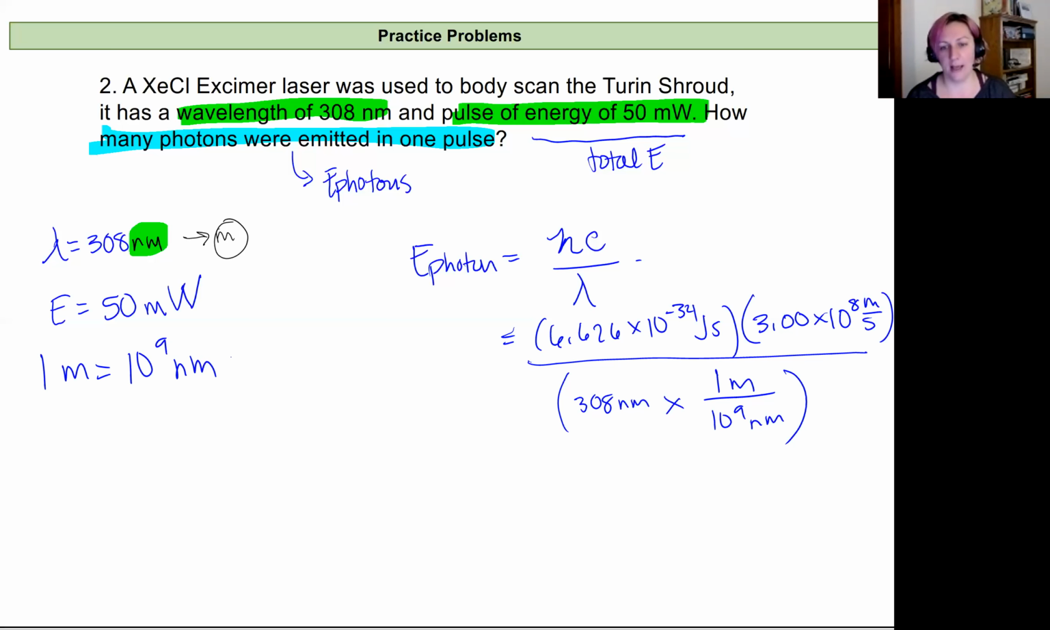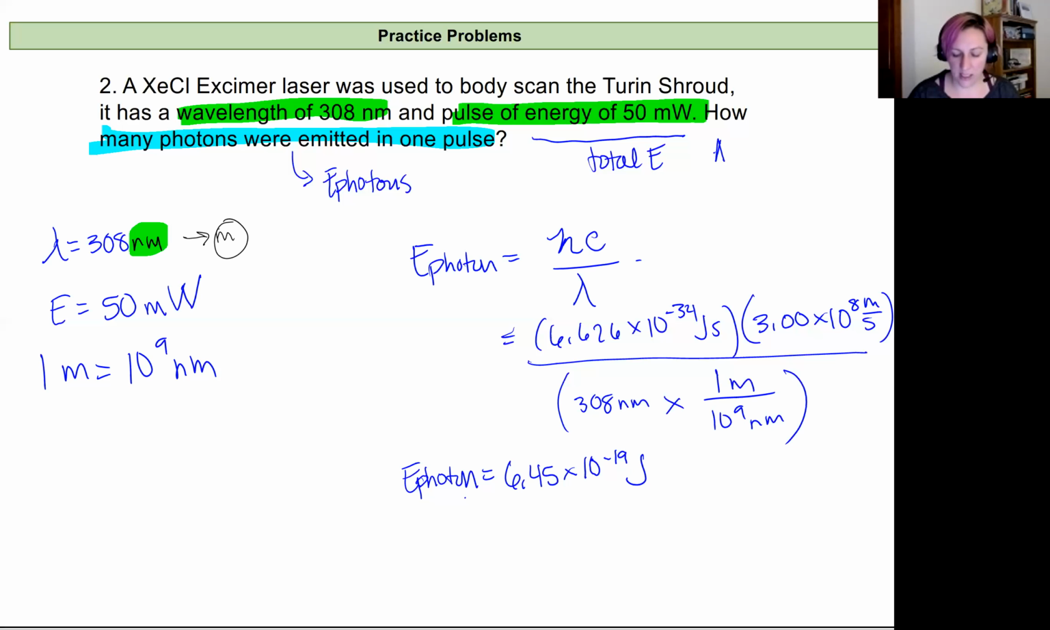All right, I can plug it into my calculator. And when I do, the energy of that photon is equal to 6.45 times 10 to the negative 19th joules. Okay, so that's one photon, but I've got a lot of photons and I want to know exactly how many of them. So I am going to need to find out how much energy is in that pulse.